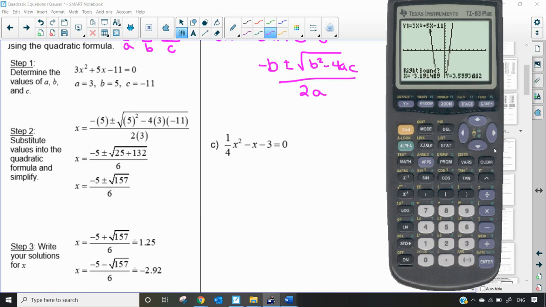So left bound is on top, right bound is below. So our first x-intercept is negative 2.92. So that matches what we had. And we'll find the other 0.